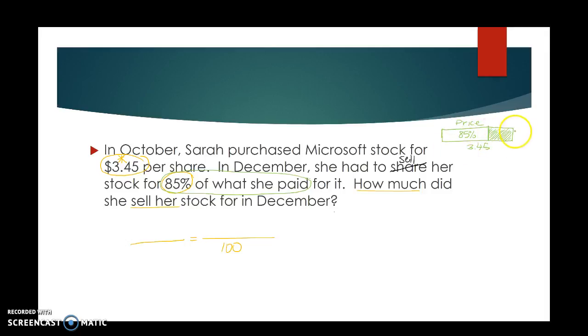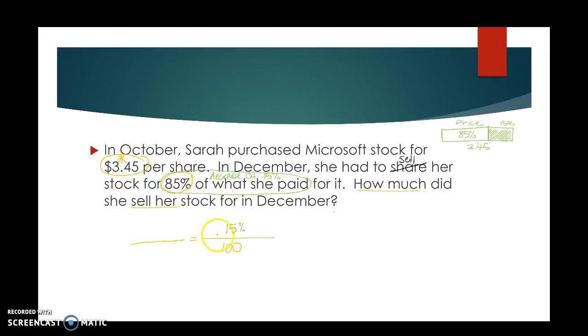So this whole bar is going to represent the whole price. So that's 100%. So we want to take away 85%. So this is 15%. So if she's paying 85% of what she paid, the remaining percent to get us to the complete price is 15%. So it was a decrease of 15%. Man, that was tricky, huh? So we want to put our percent increase or decrease here.